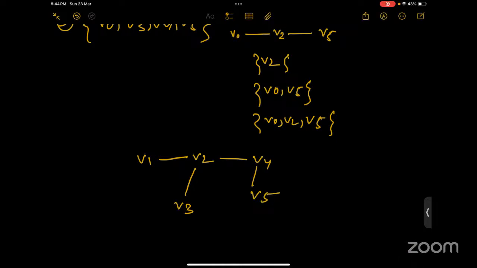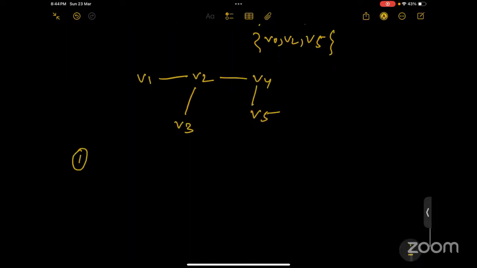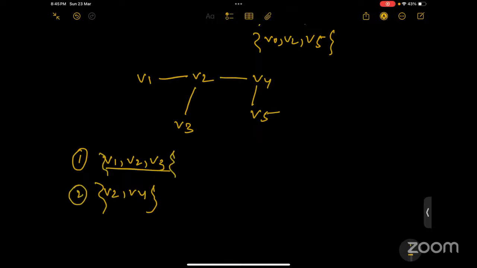What are the possible vertex covers? Okay, one possible vertex cover would be V1, V2, V3, then V1, V2, V4, then V2, V4, V5. Is V2, V4 a cover? Is it a cover? Yes. How? V2, V4. You're talking about V4, no, V2, V5, V4 is missing.